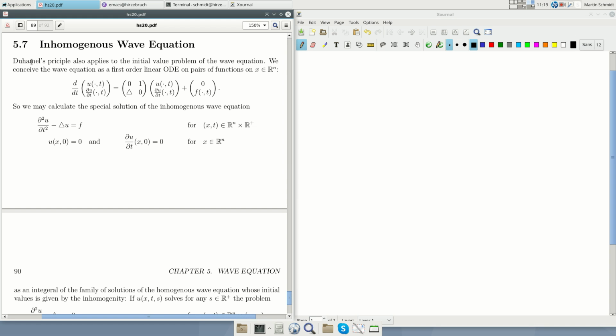This method derives solutions of inhomogeneous linear PDE in terms of the corresponding homogeneous linear PDE. And again, this is quite an easy application by considering the wave equation as a first order linear PDE on pairs of functions which depend on x. In fact, we may write it in this form here.